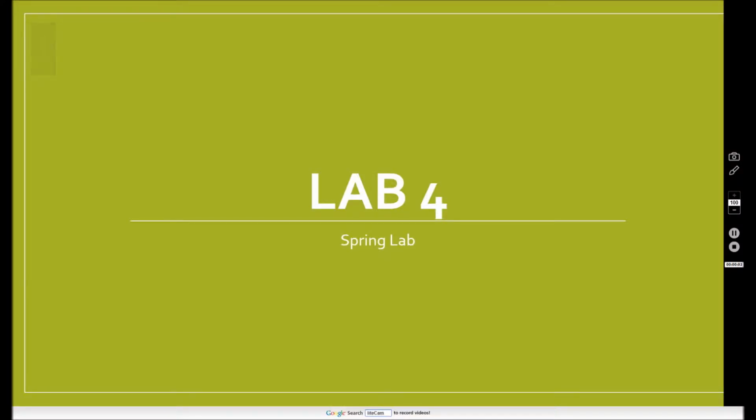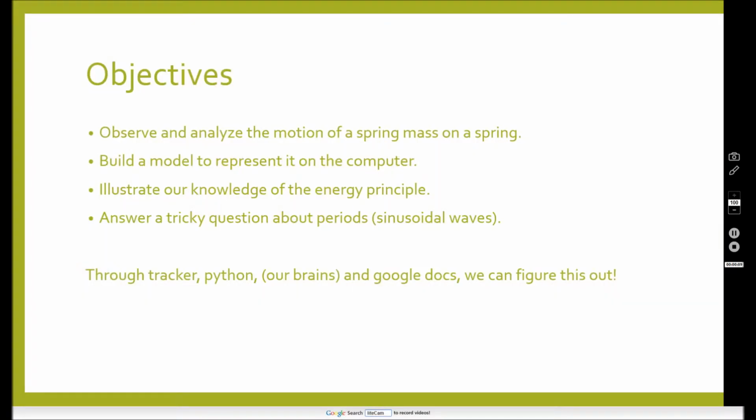So, let's begin our lab, Lab 4, which I like to call the Spring Lab. So, what are our objectives today? Well, we're going to observe and analyze the motion of a mass on a spring. We're going to build a computer model to represent it. We're going to use that model to illustrate our knowledge of the energy principle. And then we're going to answer a tricky question about periods on the sinusoidal oscillating waves. We can achieve these objectives through Tracker, Python, and Google Docs, and of course our brains.